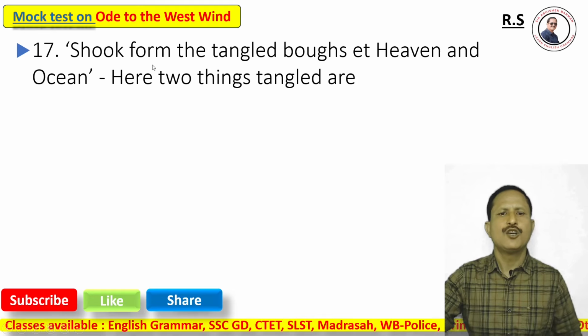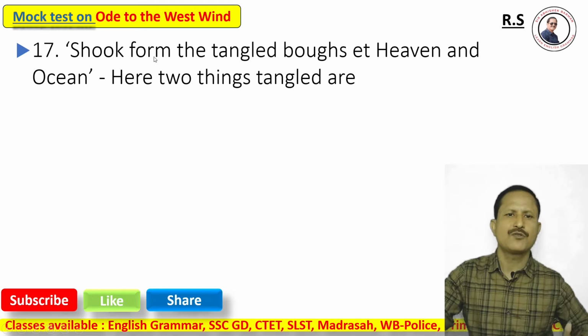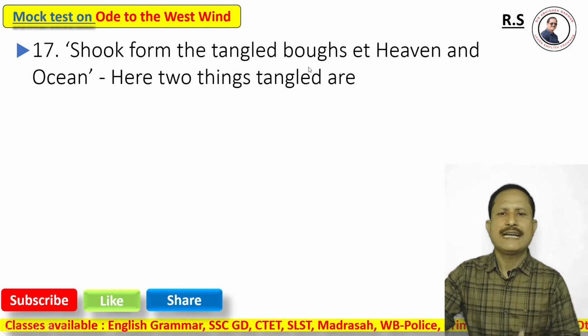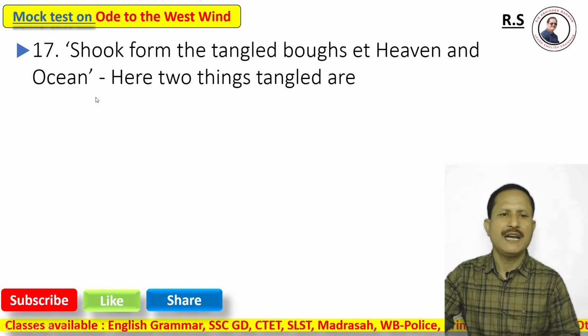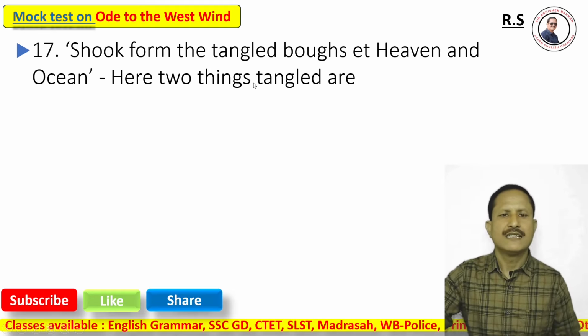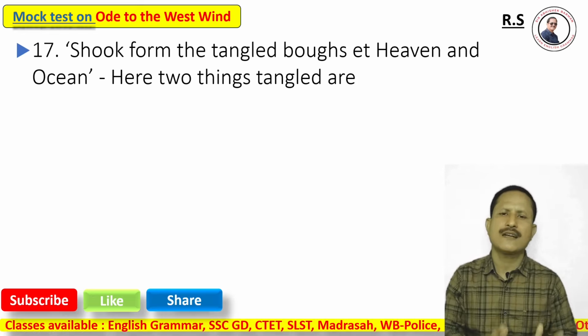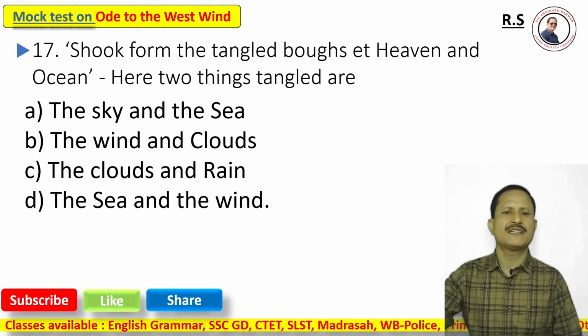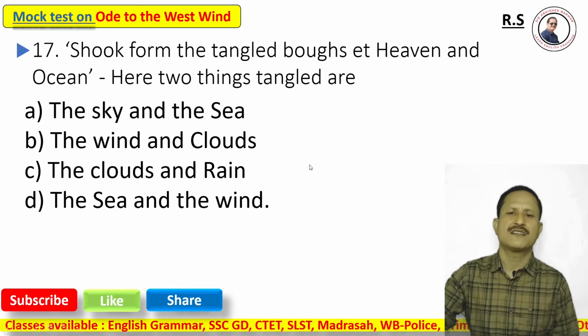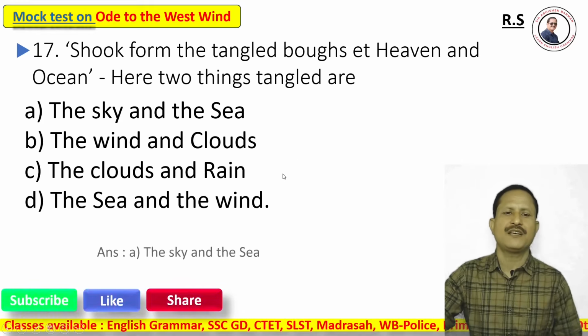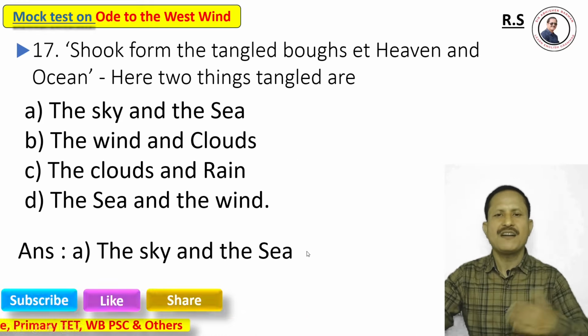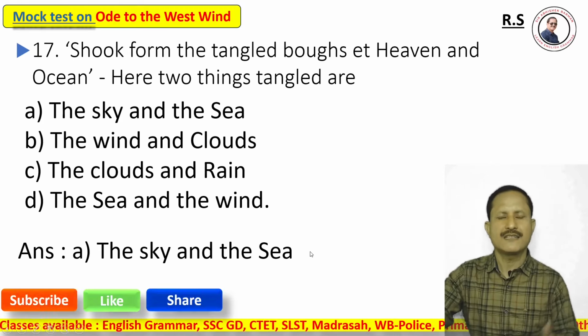Now, question 17. Shook from the tangled boughs, heaven and ocean. Here, two things are tangled. What are the two things? Option A, the sky and the sea. Option B, the wind and clouds. Option C, the clouds and rain. Option D, the sea and the wind. Right answer, the two things tangled are option A. The sky and the sea apparently meld or immerse each other.